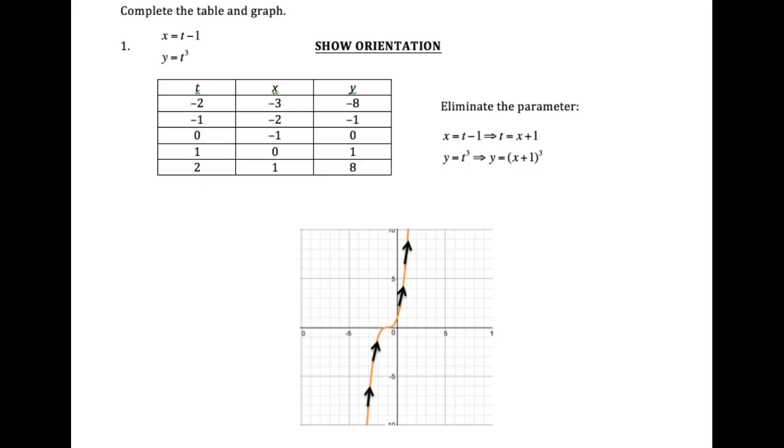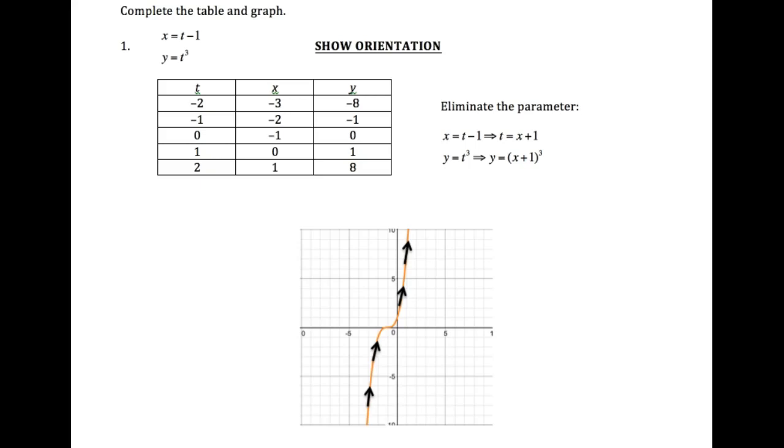If you use Zoom Standard on the TI-83/84, it doesn't use negative values, and I'll explain why in the last 3 problems. So here you have problem 1, x is equal to t minus 1, y is equal to t cubed. You actually again could do this by hand, generate that table, and then plot the points.